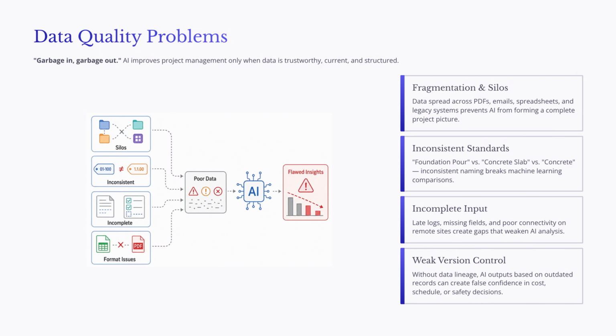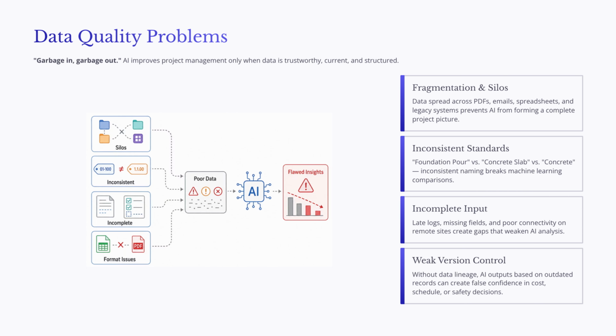One major problem is fragmentation and data silos. Construction projects involve owners, designers, general contractors, subcontractors, suppliers, and consultants. Each party may use different tools and storage systems. Important information may be spread across PDFs, emails, spreadsheets, local drives, legacy ERP systems, and subcontractor applications. When data stays separated in silos, AI cannot form a complete picture of project health.